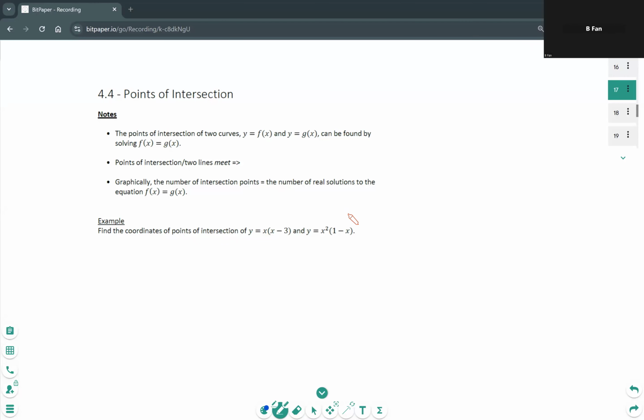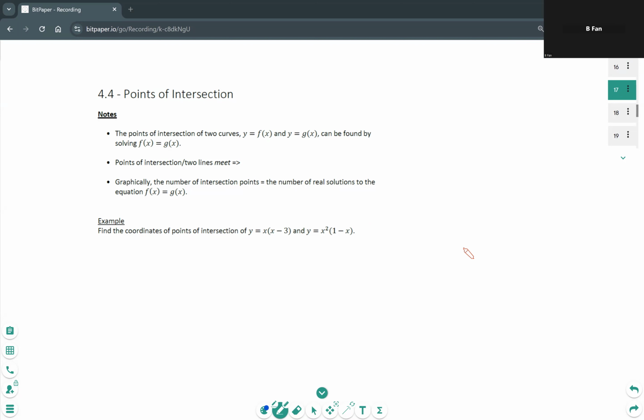This is Pure 2, Chapter 4.4, which is about points of intersection. You should have learned about four different types of graph, including Chapter 2. First type is quadratic graph, cubic graph, quartic graph, and reciprocal graphs. Moving on, 4.4 is about points of intersection, where we look at solutions of two graphs meeting each other.